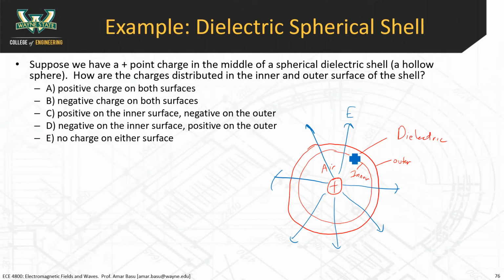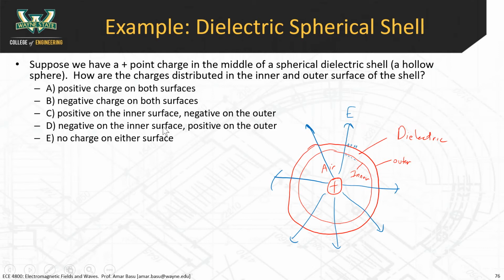you're going to end up with positive charges on this surface, just like we saw on the previous slide, and negative charges on this surface. So the inner surface is going to be negative, and the outer surface is going to be positive. So A and B are both incorrect because you have a dielectric material, you have a charge distribution, different charges on each surface.